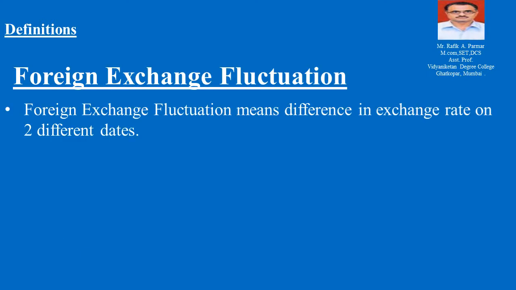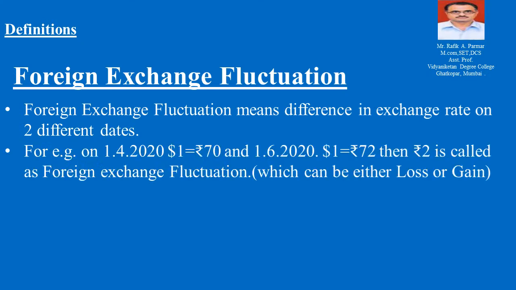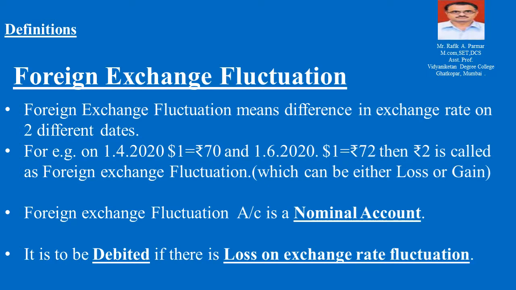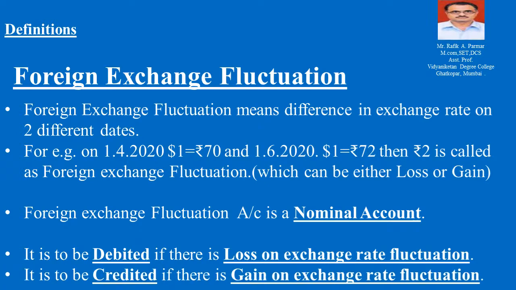Foreign exchange fluctuation. Foreign exchange fluctuation means the difference in exchange rate on two different dates. For example, on 1st April 2020, $1 is equal to rupees 70, and on 1st June 2020, $1 is equal to rupees 72. Then rupees 2 is called foreign exchange fluctuation, which can be either a loss or a gain. Foreign exchange fluctuation is a nominal account. It is to be debited if there is a loss on exchange rate fluctuation, and credited if there is a gain.